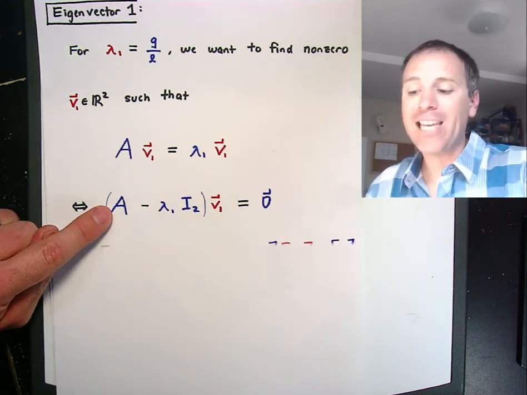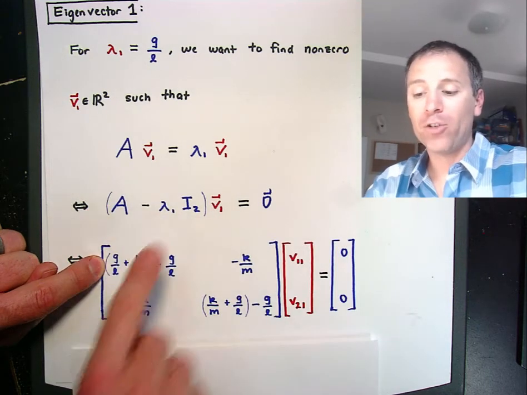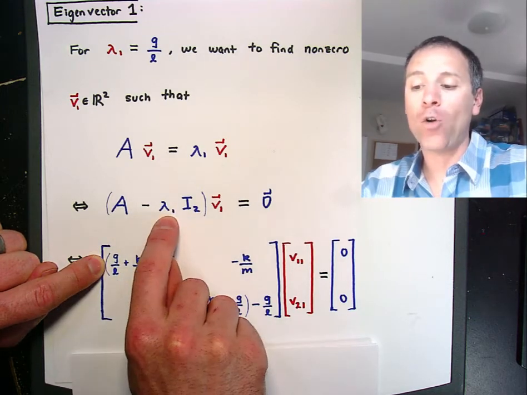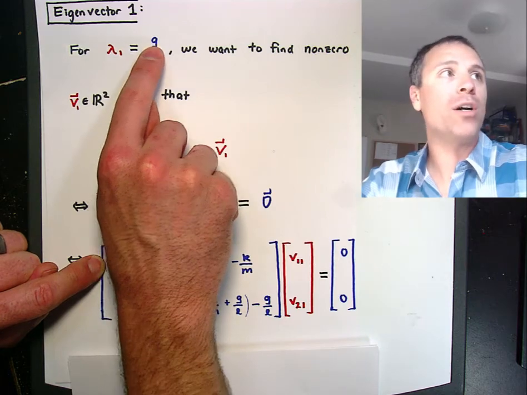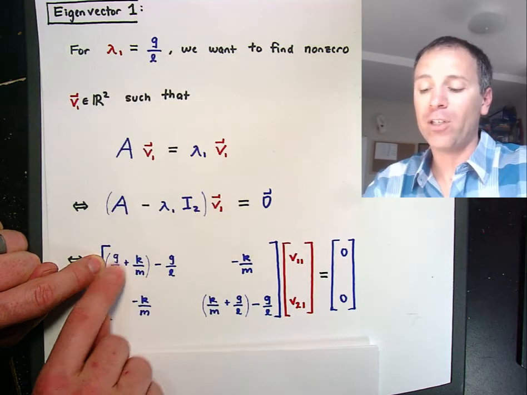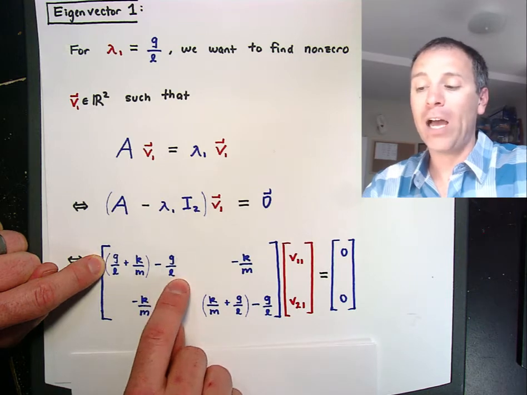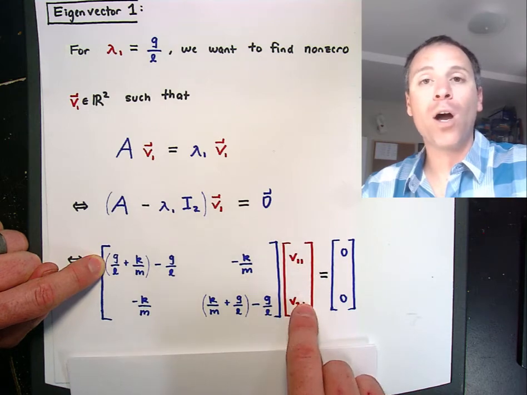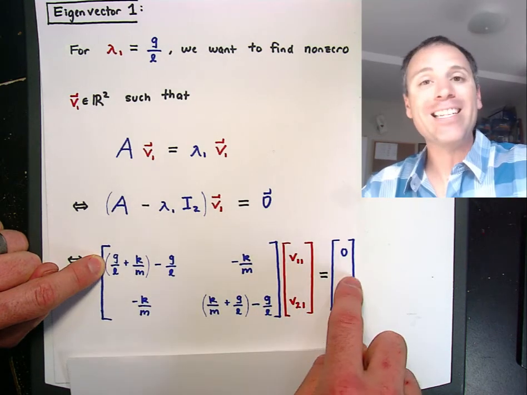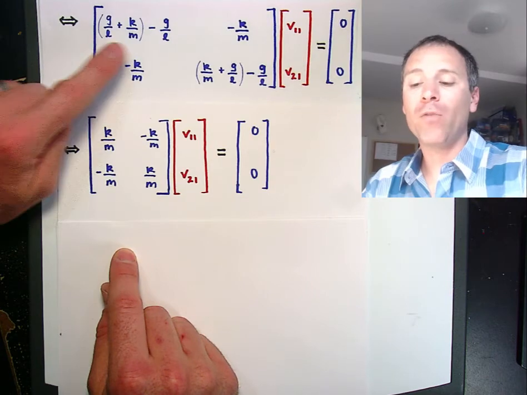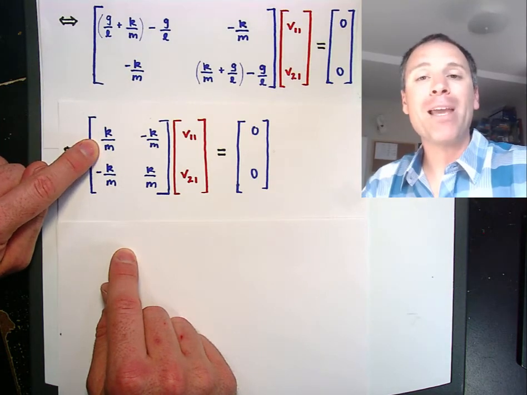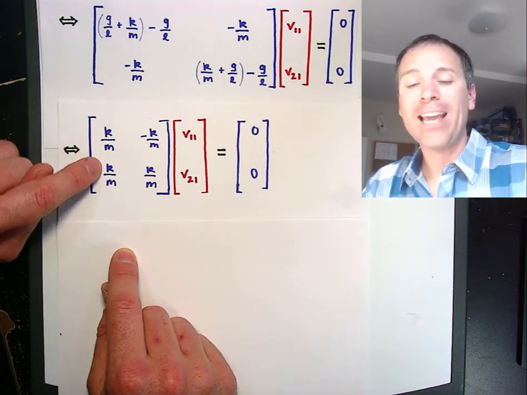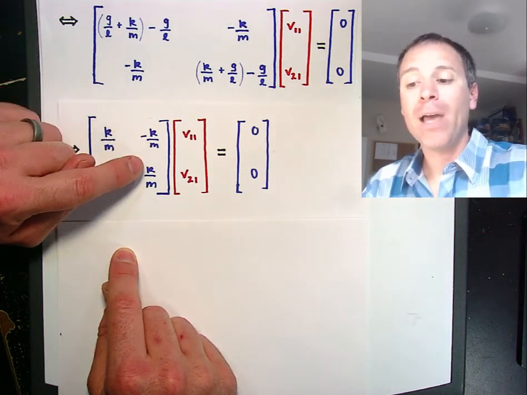We actually have the entry by entry definition of that matrix. It's going to be the matrix A where the diagonal elements are shifted down by lambda 1. Lambda 1 was g over L, so I take the diagonal elements of A and I subtract g over L, and then I want to find from this matrix, can I multiply by the vector v1 such that that matrix times v1 is equal to 0. Notice that when we subtract g over L, those terms disappear, and my matrix A minus lambda 1 I2 is literally k over m, negative k over m, negative k over m, k over m.